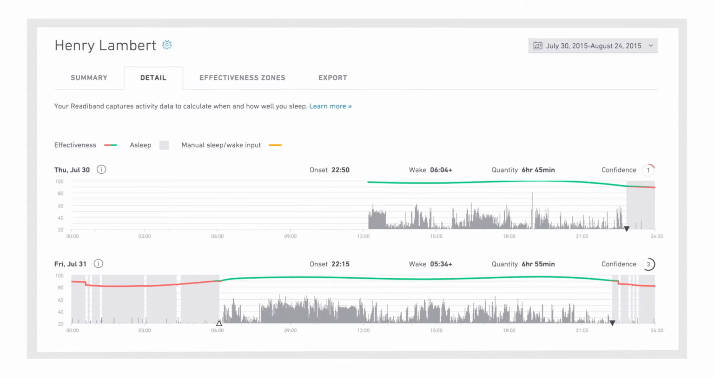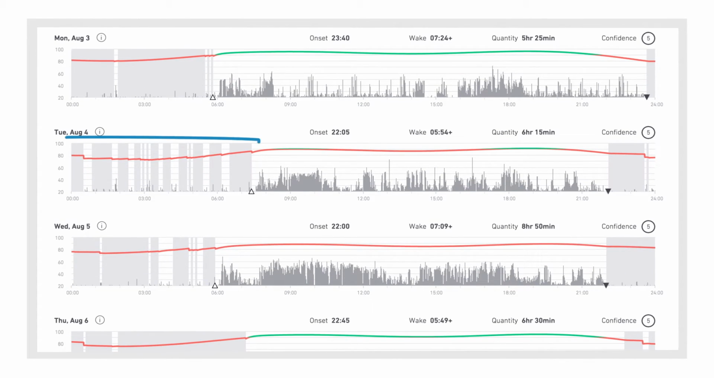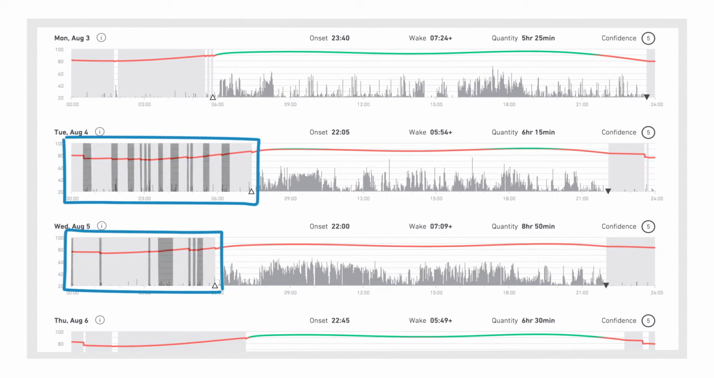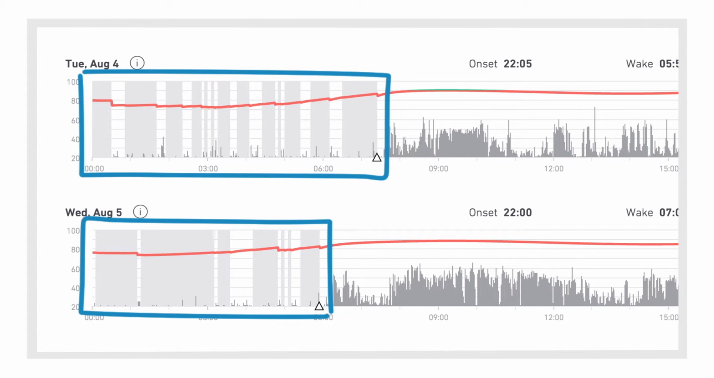For example, we're now looking at detailed daily reporting for Henry. The gray indicates the time during a 24-hour period he was asleep, and the white the time he was awake. It's clear that on the 4th and 5th, his sleep was pretty fragmented relative to other nights. Maybe he was ill or nursing an injury that made sleep uncomfortable. Whatever the case, you can chat with him about it and follow up if necessary.